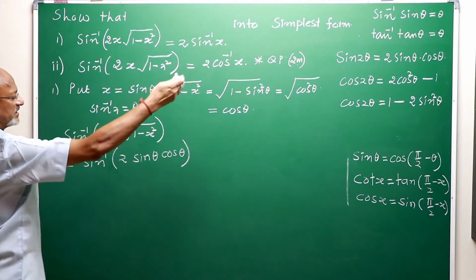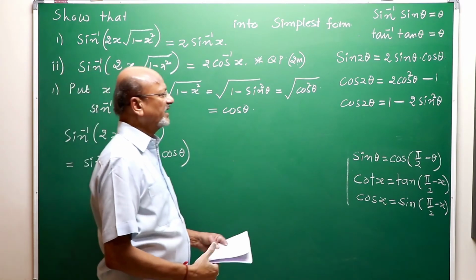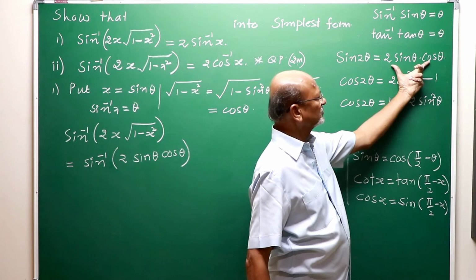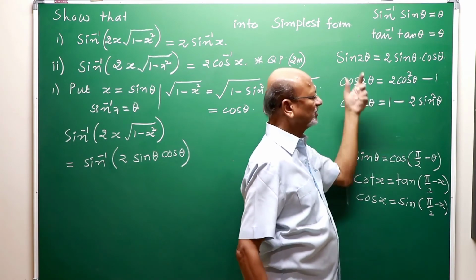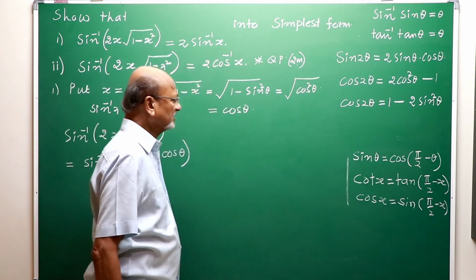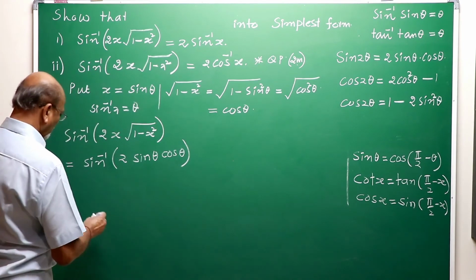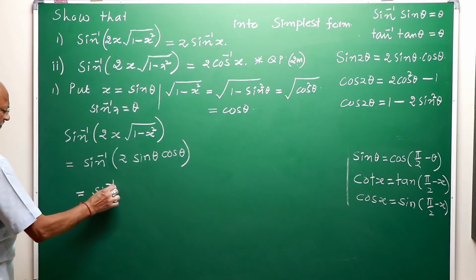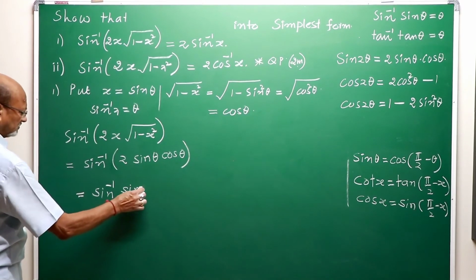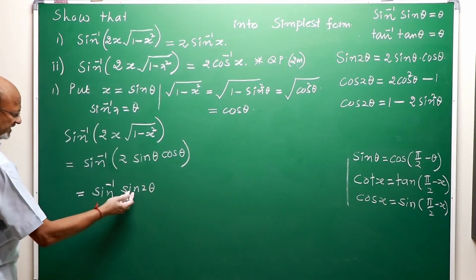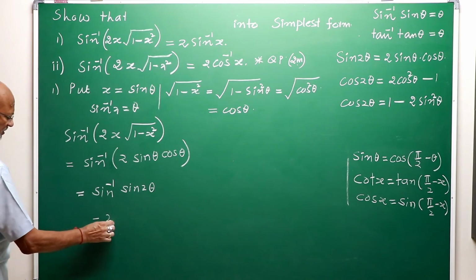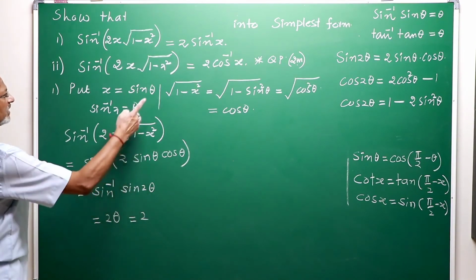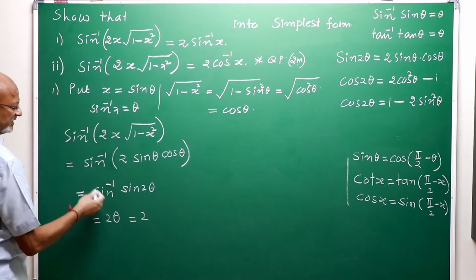My friends, just remember, sine 2 theta is 2 sine theta cos theta. What is 2 sine theta cos theta? It is sine 2 theta. Substitute, my friends. This is sine inverse of sine 2 theta. Again, sine inverse of sine is 2 theta. Tell me, my friend, what is theta? Theta is sine inverse x.